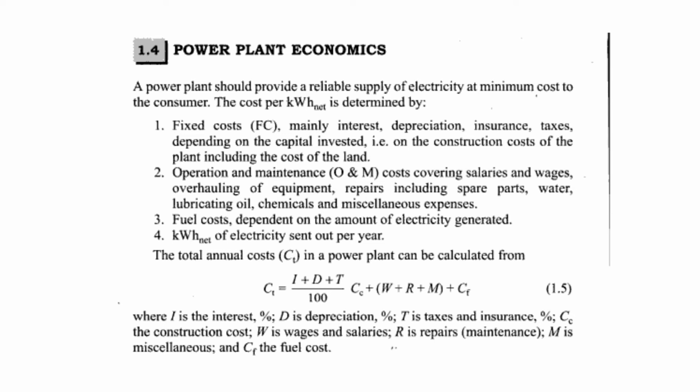The total annual cost in a power plant can be calculated as I plus D plus T by 100, where I is the interest, D is the depreciation, T is the taxes and insurance, C is the construction cost, wages and salaries are denoted by W, R is repair, that is maintenance, M is miscellaneous, and C is the fuel cost. Based on this, we will be calculating the total annual cost.